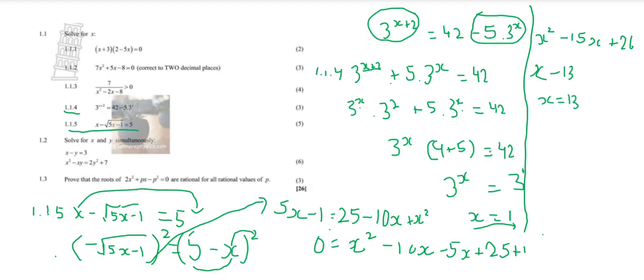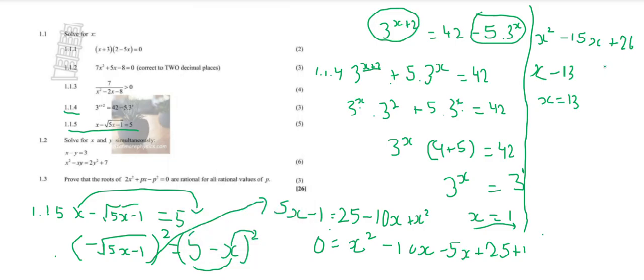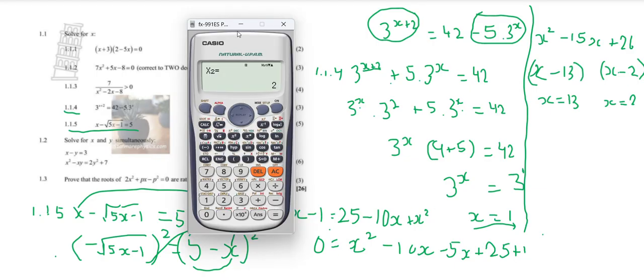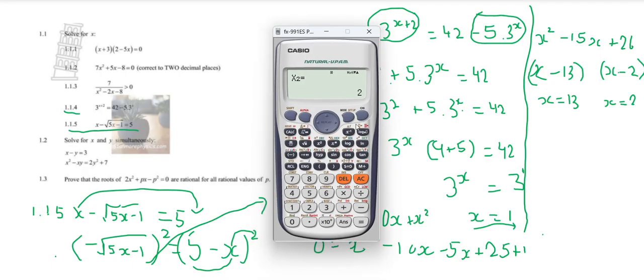Let's see the second one. We're going to press equals, x is equal to 2. So x minus 2, x equals 2. Now when you have it like this, it's very, very important to always go and check which one is correct, because most of the time maybe one can be correct while the other one is not. If you don't do that check, you will get your answer wrong.